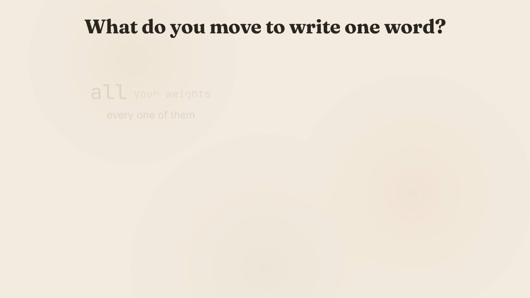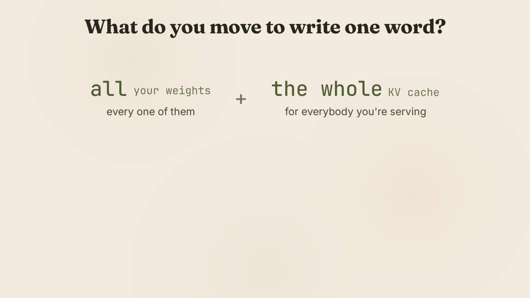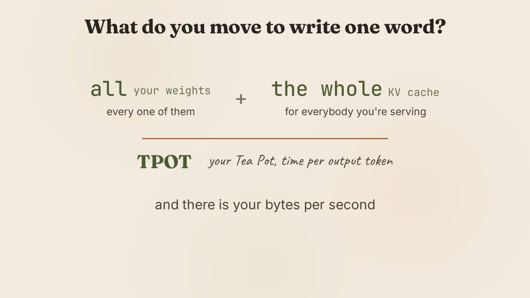And what do you move to write one single word? We've done both halves already. So it's all of your weights, every one of them, and the whole KV cache for everybody you're serving. Add those, divide by your TPOT, your time per output token, and there's your bytes per second.